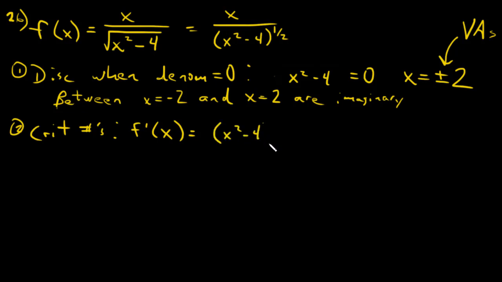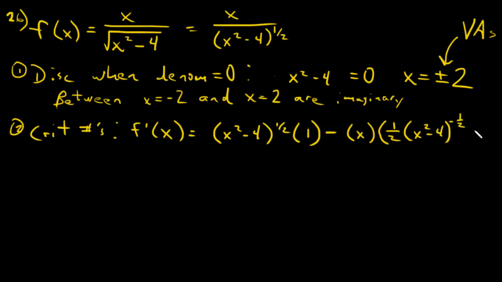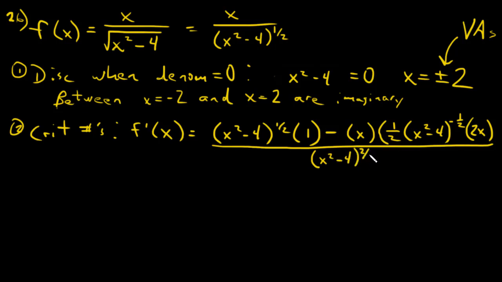squared minus 4 to the 1/2 times the derivative of the top, 1, minus the top times the derivative of the bottom, that's going to be 1/2 (x squared minus 4) to the negative 1/2 power times the derivative of the interior, 2x. We have seen this before, or something really similar, and all that over the bottom squared, which I'm going to leave in fractional form. (X squared minus 4) to the 2 halves.